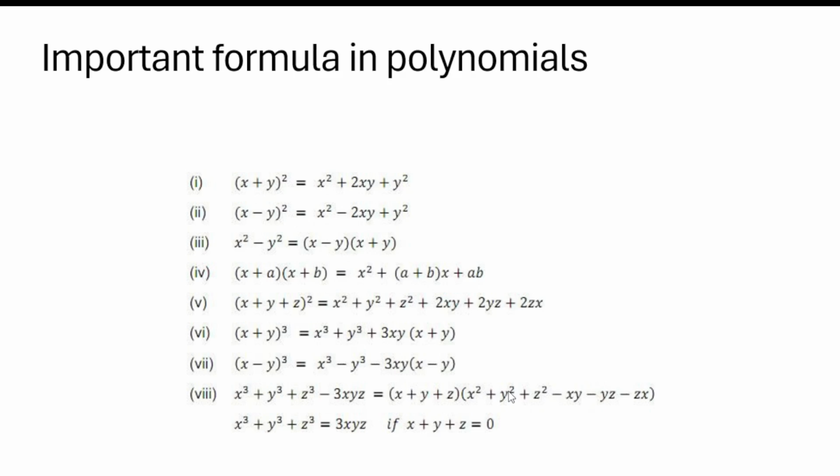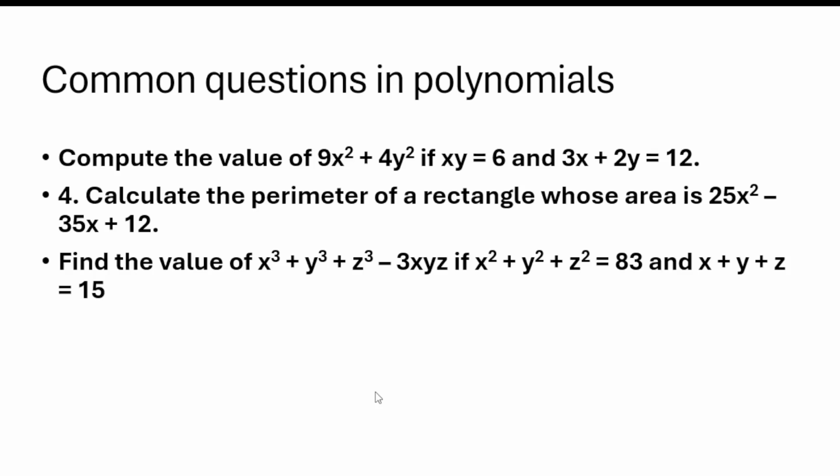In the last formula, if your x plus y plus z is going to become 0, 0 multiplied by the other factor, the whole thing becomes 0. So the whole right hand side becomes 0, and this minus 3xyz will come to the right side. So x cube plus y cube plus z cube will be equal to 3xyz, only in the condition that x plus y plus z is 0. And by applying these formulas in the questions, we can easily solve the problems.